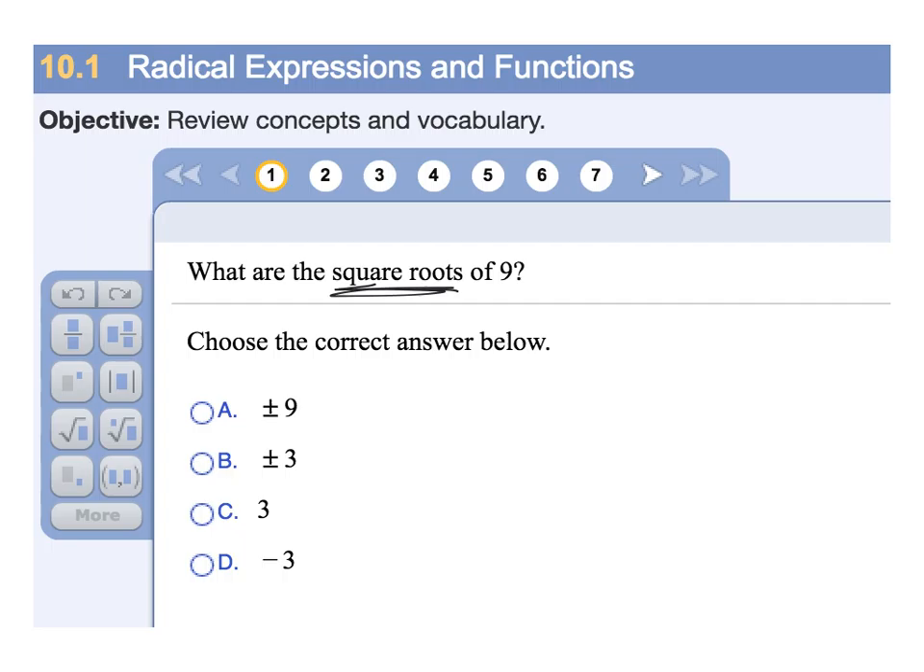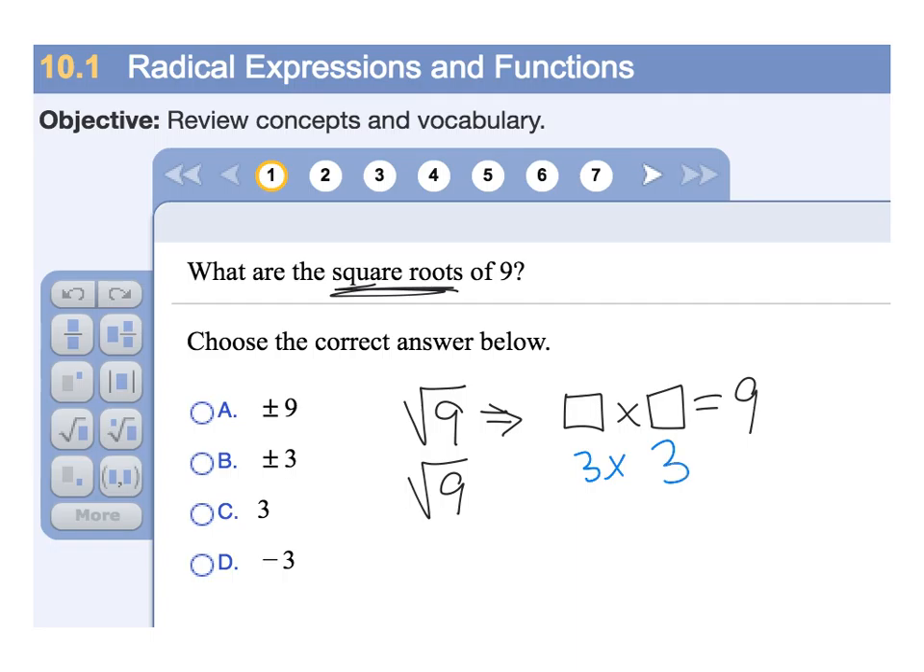So the idea is the square root of 9 means, I'm going to put an arrow, it means what number times itself equals 9. If we think about what times itself equals 9, you could say, well, 3 times 3 equals 9. But because we're big boys and girls and we could do negative numbers, we also know that negative 3 times negative 3 equals 9.